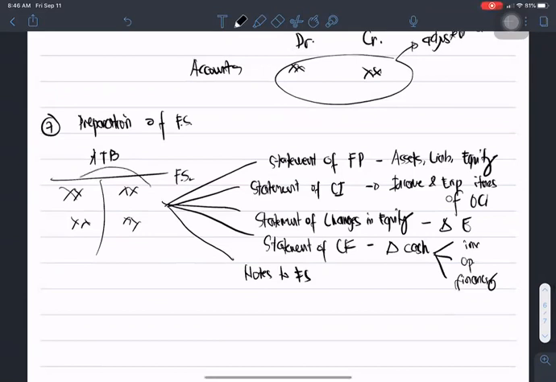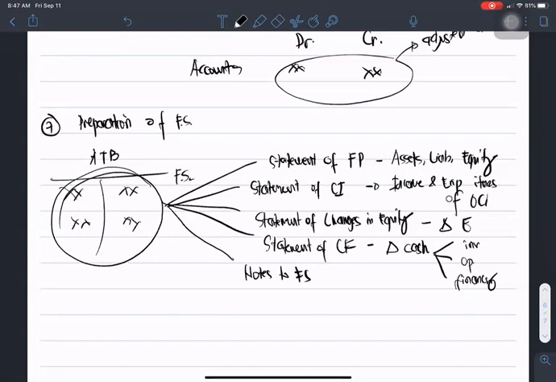Therefore, the balances here are presented depending on the type of account. If that is an asset, liability, or equity, then place it in your statement of financial position. If that is an income or expense, place them in your statement of comprehensive income. If that is a change in equity, we place it in your statement of changes in equity. If that is a change in cash flows, you place them in statement of cash flows, and you have your notes to FS.